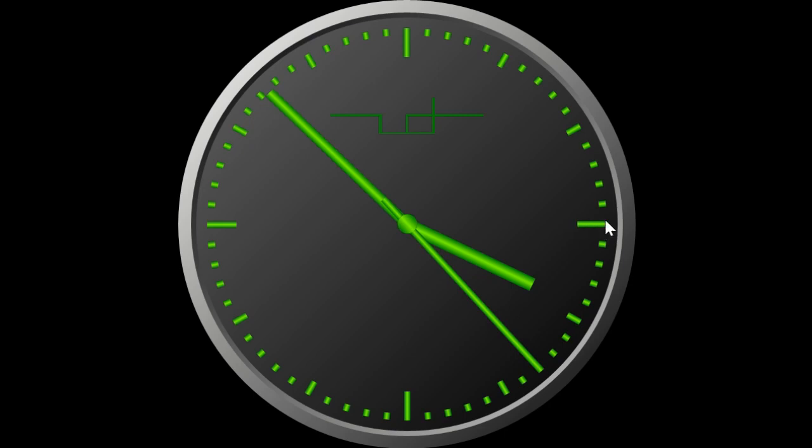This is a quarter because 15 minutes is 1/4 of an hour. There are 60 minutes in an hour, and 60 divided by 4 is 15. This is a quarter past, this is half past, and this is a quarter to.